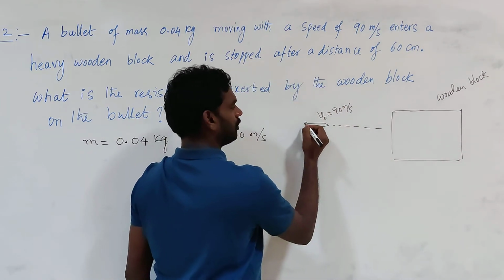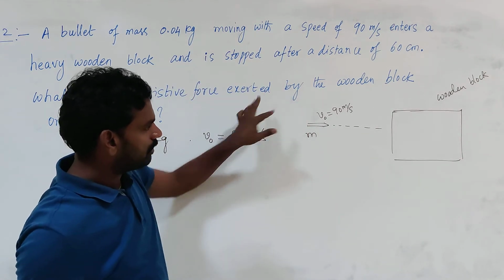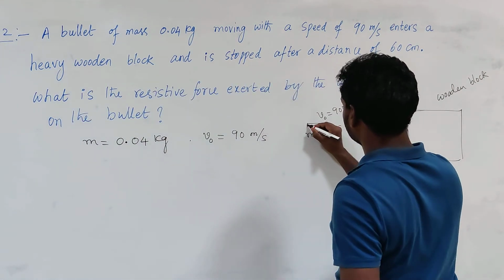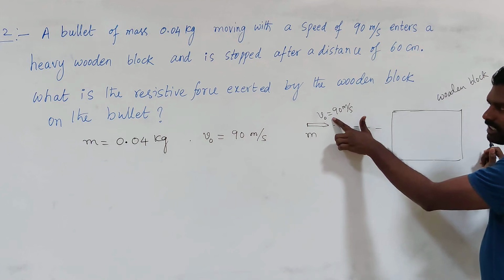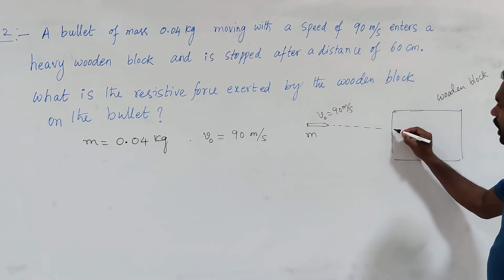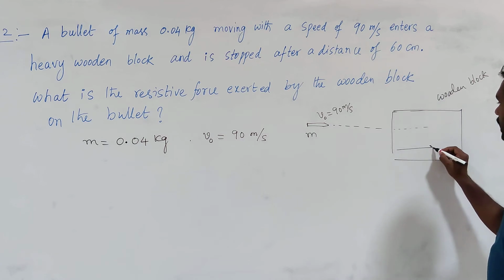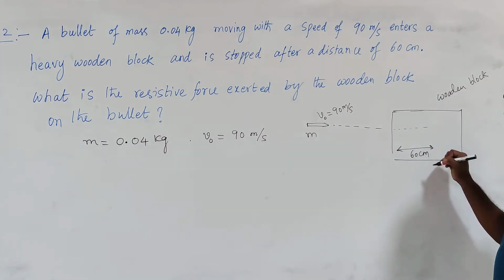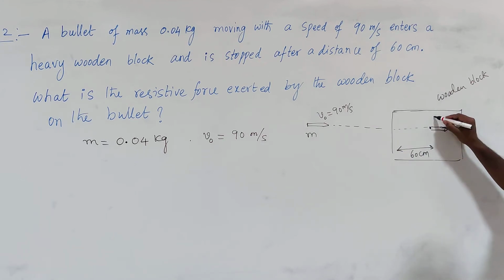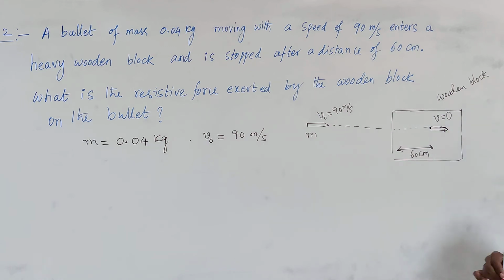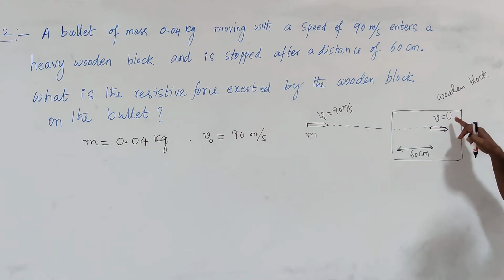When this bullet enters the wooden block, the block opposes the motion of the bullet. After covering 60 centimeters inside the wooden block, the bullet finally comes to rest. That is, the initial velocity is 90 meters per second and the final velocity of the bullet equals 0 meters per second.